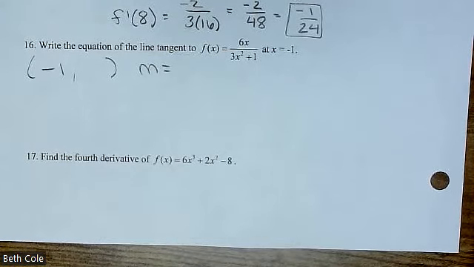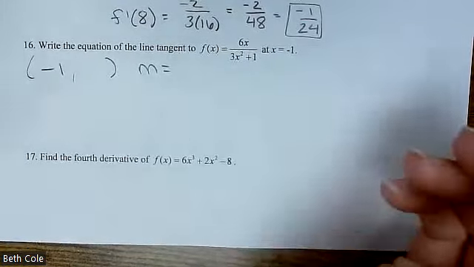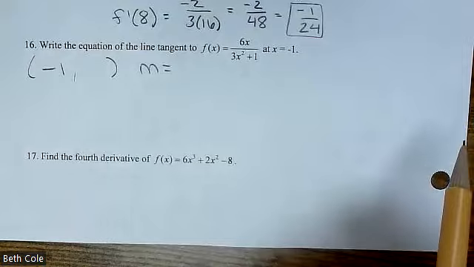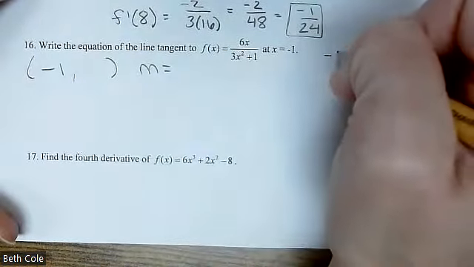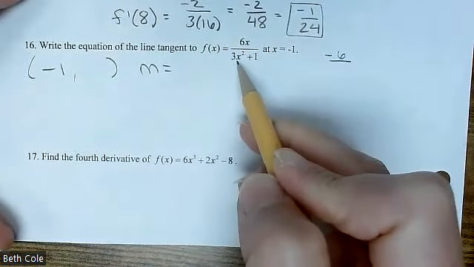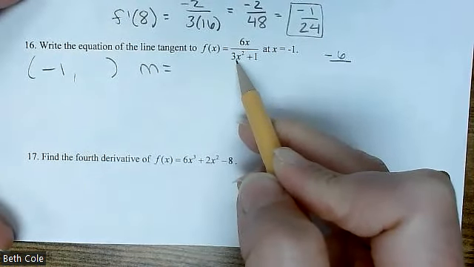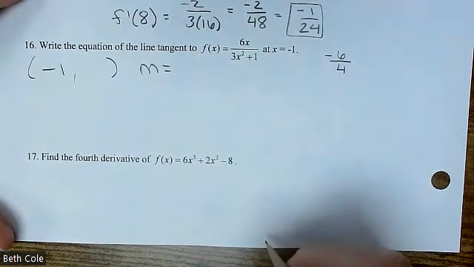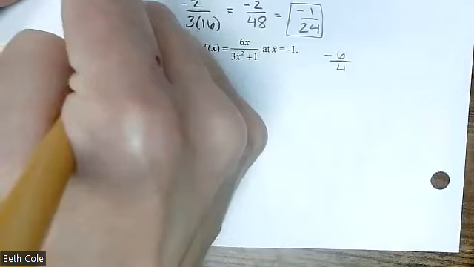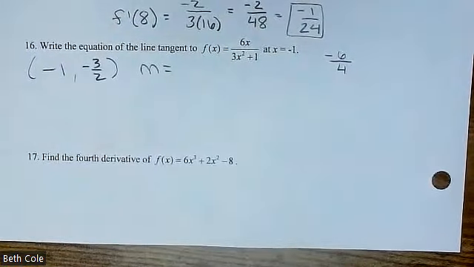Negative 1.2 or negative 0.9. You see what I'm saying? Really close to negative 1. All right, how do I get the y value? Plug it in. All right, let's see. 6 times negative 1 would be negative 6. Down here, what would that come out to? 4? 3 plus 1. All right, so that is negative 3/2. Cool, we have the point.